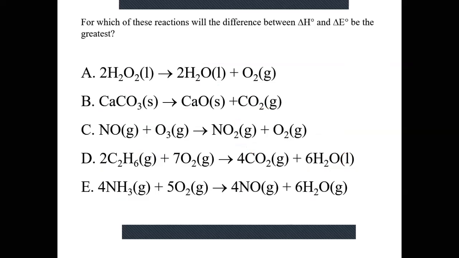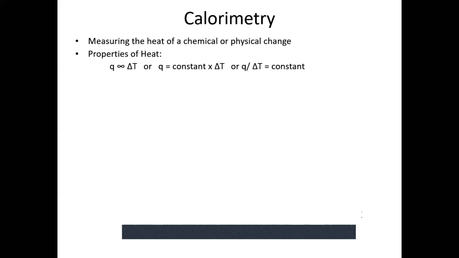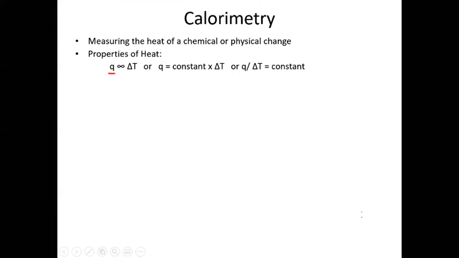Moving along. So in thermochemistry, a way we measure heat of chemical and physical changes is by using calorimetry. And so some properties of heat that we need to talk about is that Q is proportional to delta T. So Q is proportional to delta T. So if we know delta T, we can find Q.